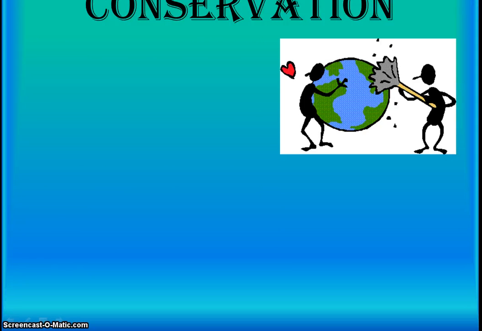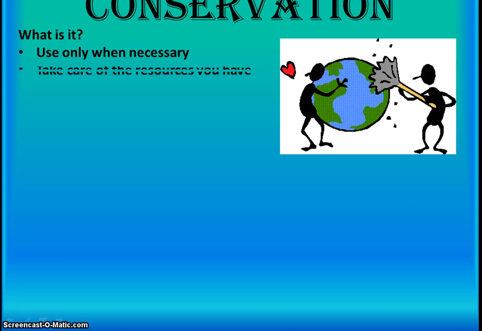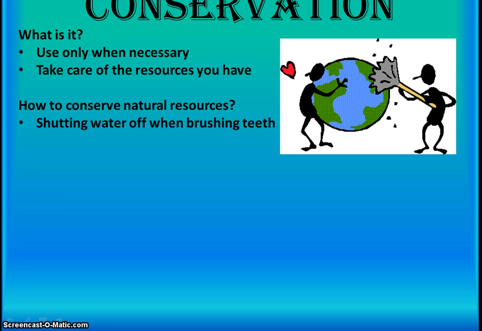Now, if you'll turn your paper over, let's look at how we might protect our Earth's resources. The first way is with conservation. Conservation is when you only use the resource when necessary. You take care of the resource that you have. How to conserve natural resources, you might ask?